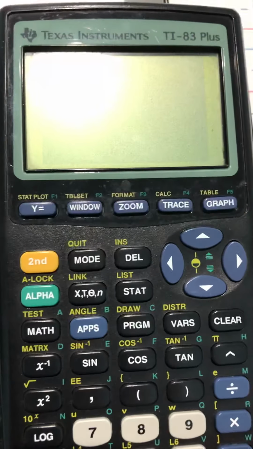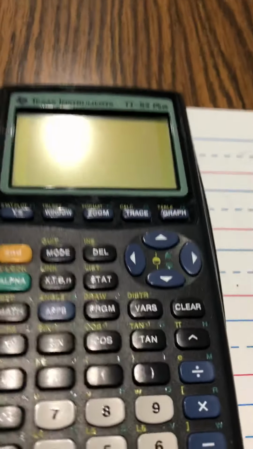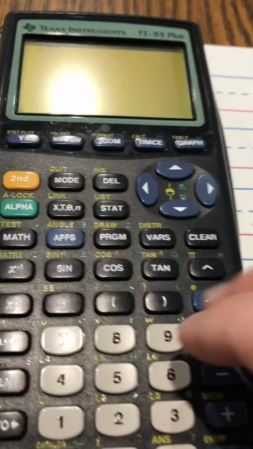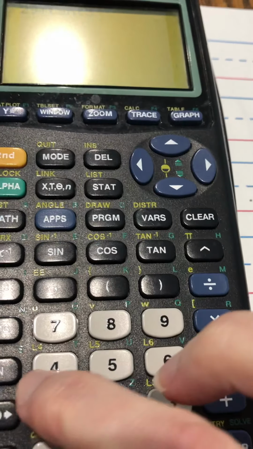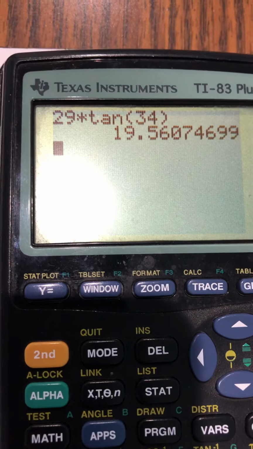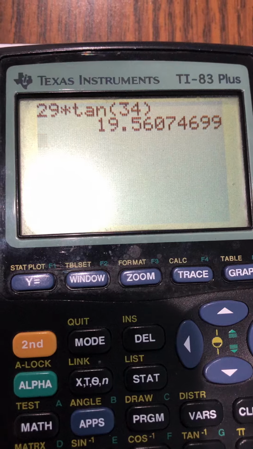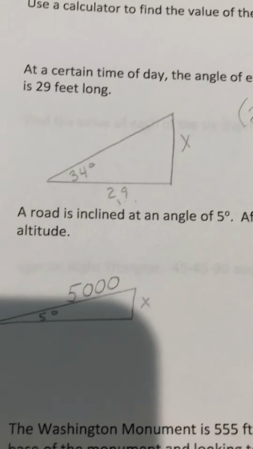So just type that in your calculator, 29 times tangent 34, and then hit enter. 19.56 feet. Okay, for the next one, a road is inclined at an angle of 5 degrees.